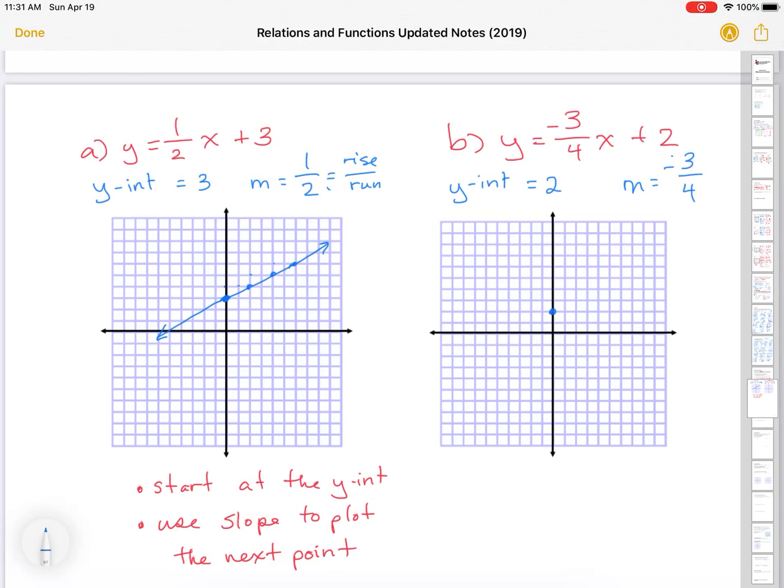When x equals 0, y is 2. So instead of going up, we go down 3, 1, 2, 3, and we go over 4, 1, 2, 3, 4. And I can do that a couple times.